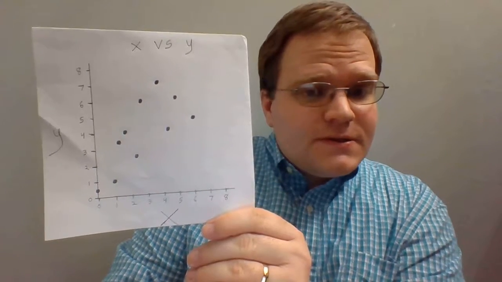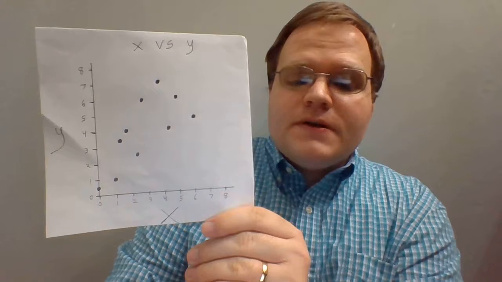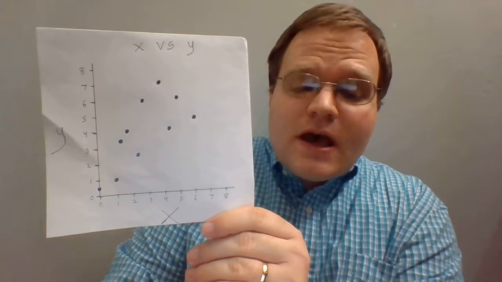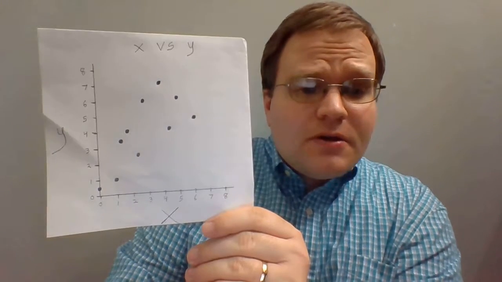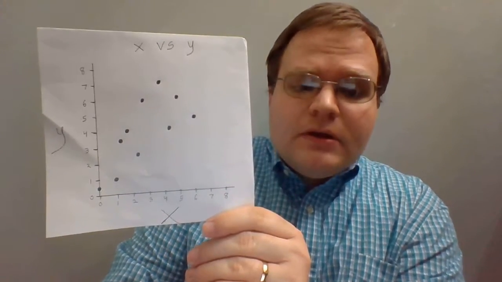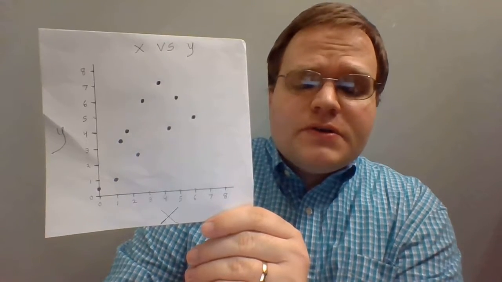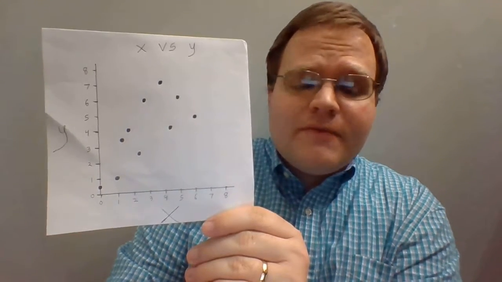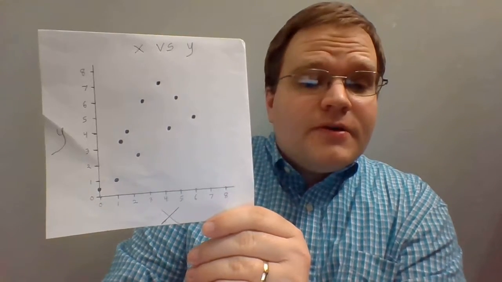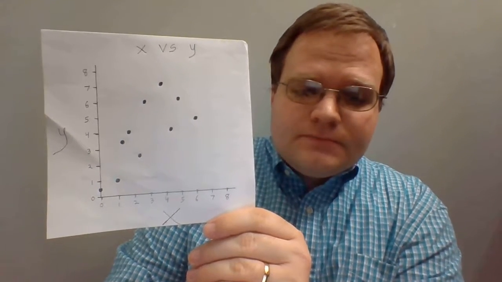So, as you can see, this scatter plot exhibits a positive correlation. I know this because higher x values are associated with higher y values. On the other hand, lower x values are associated with lower y values. These are characteristics of data that have a positive correlation.